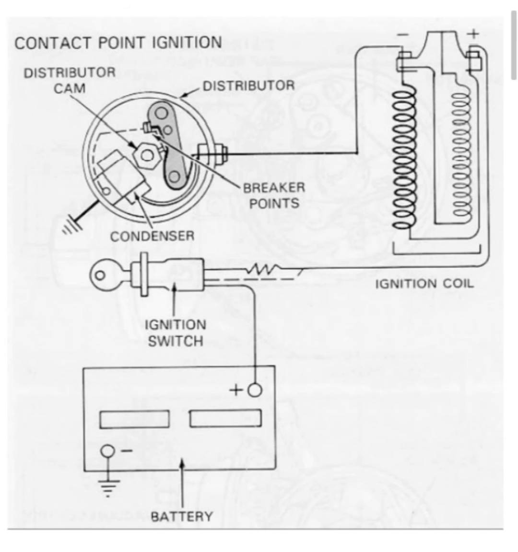An automotive ignition system is divided into two electrical circuits, the primary and secondary circuits. The primary circuit carries low voltage. This circuit operates only on battery current and is controlled by the breaker points and the ignition switch.